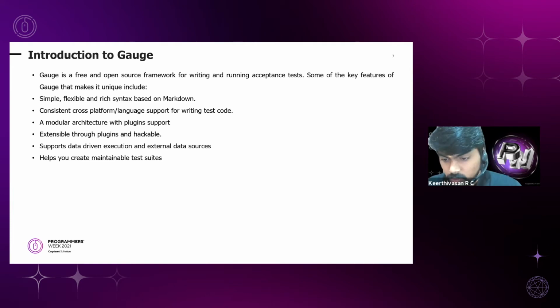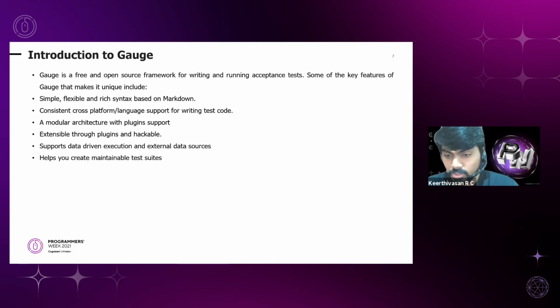And Gauge, what about Gauge? Gauge is nothing but similar to a BDD concept like Cucumber or JBehave or Serenity. The only thing is that it is written in acceptance test criteria, which makes life easier for even the product owners and the business analysts to go through what has been written in the automation code, and anyone can run it whenever it is required. Some unique features of Gauge are that it's flexible and has a rich syntax based on Markdown.